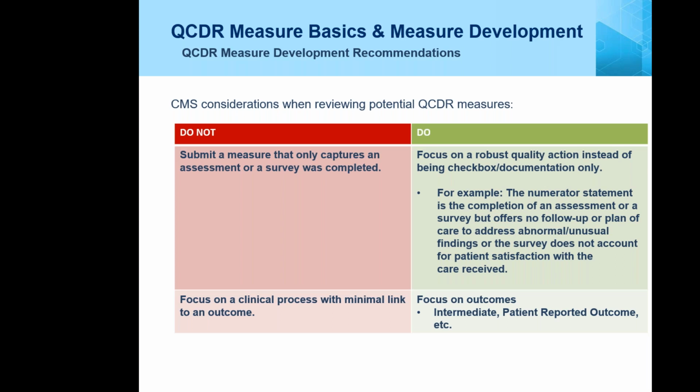This is an example of a process measure. What you do want to do is focus on a robust quality action instead of just being a checkbox or documentation measure. For example, if the numerator is the completion of an assessment or a survey, but then there's no follow-up care or plan to address an abnormal result on that assessment or survey, then it's not considered a true quality action. Again, along those same lines, don't just focus on a clinical process with minimal link to an outcome. Again, focus on outcomes such as an intermediate outcome, patient-reported outcome, etc. Next slide, please.